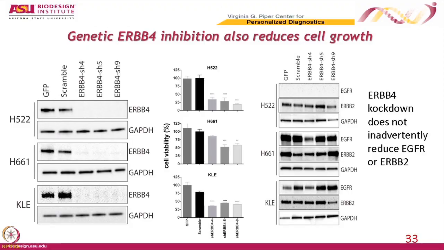ERBB4 inhibition. And this is just to show you that when you knock down ERBB4, it doesn't affect EGFR or ERBB2. That's yet another possible criticism: okay, you're knocking down ERBB4, maybe you're also affecting EGFR or ERBB2. But we actually couldn't detect EGFR in these cells, and if you knock down, you don't see any change in ERBB2, no change in EGFR. So this was really due to ERBB4.